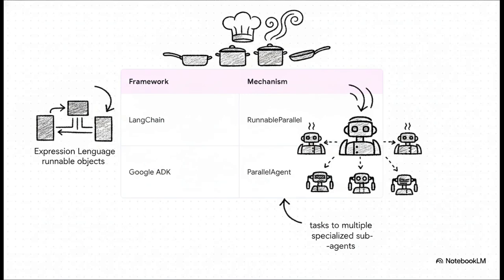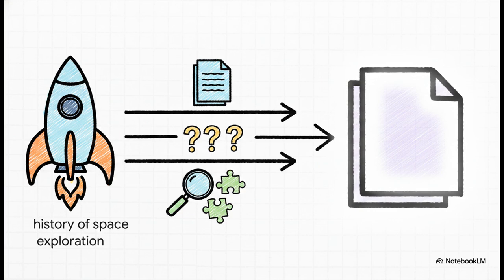To actually build these systems, developers rely on specific frameworks. You can kind of think of these as advanced toolkits that let the AI cook multiple things at once. Two major players here are LangChain and Google's Agent Developer Kit, or ADK. While they both achieve that ultimate goal of parallelization, they do approach it slightly differently. LangChain relies heavily on its expression language, combining runnable objects. Google ADK, on the other hand, provides robust mechanisms for a main agent to delegate tasks out to multiple specialized subagents.